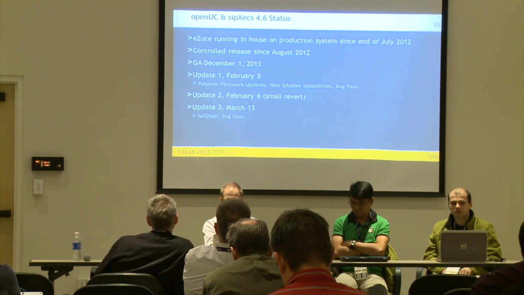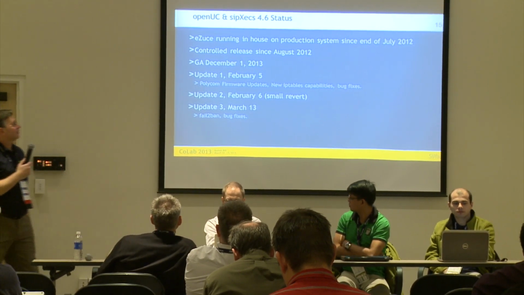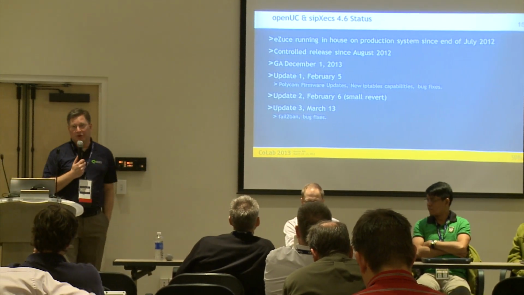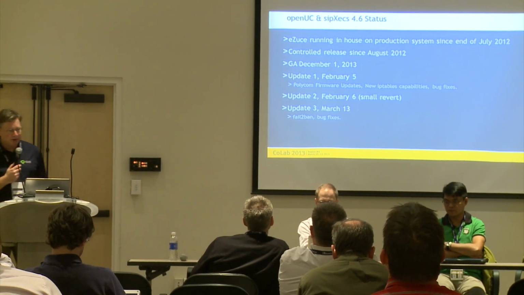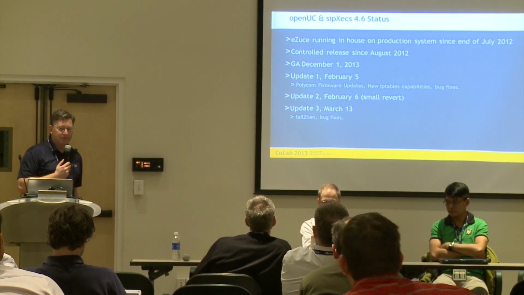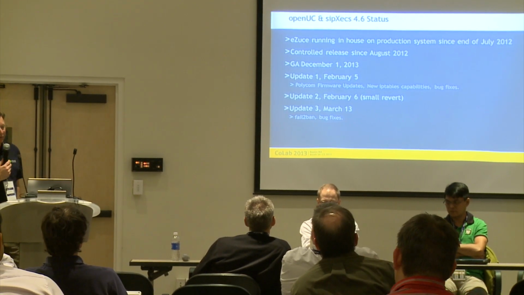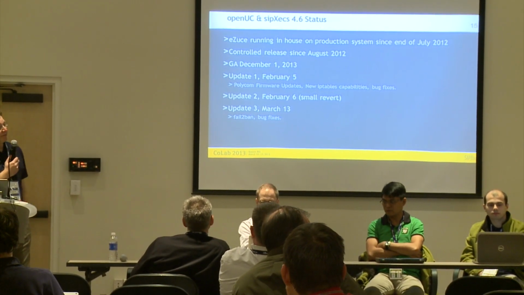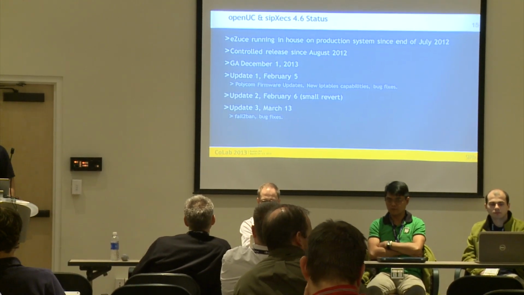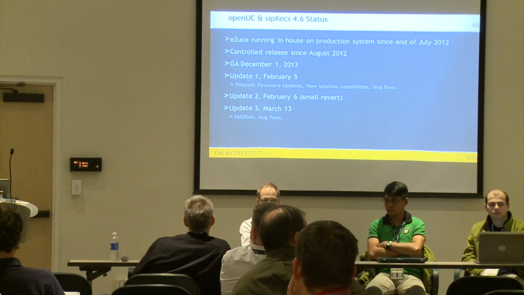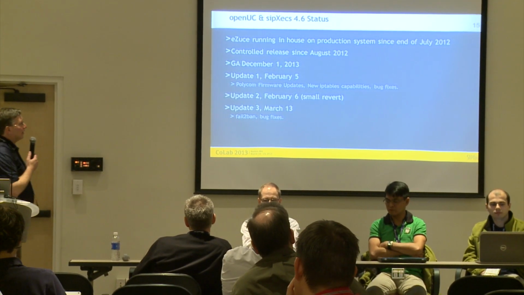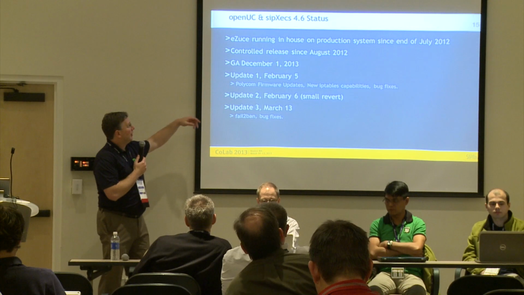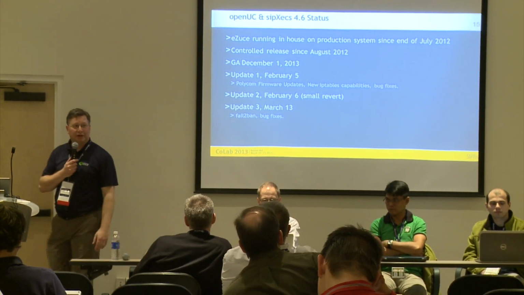So let's talk a little bit about openUC and sipXecs 4.6 status. We've been running the system as our production system since July 2012. We've been in controlled release since about August 2012, and we went GA December 1st, 2013. One of the things that we missed getting into the GA was the Polycom stuff. We just could not get it out in time. We wanted to get it out 2 to 3 weeks after the GA, but it really dragged us out until beginning of February, getting update 1.0.